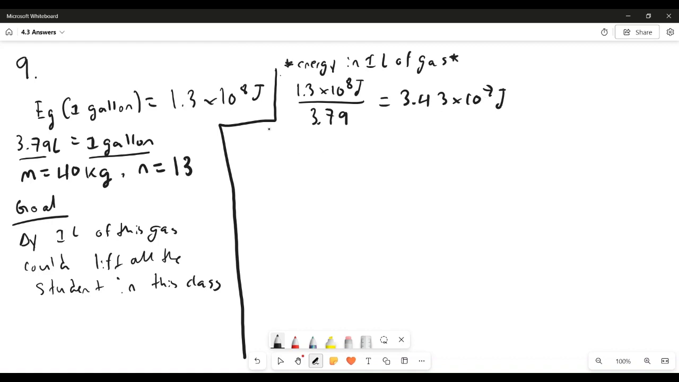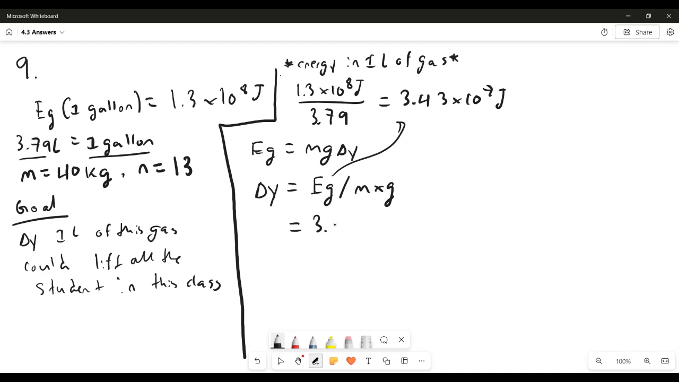Now, simply, all we have to do is figure out the height. So we have this equation right here. And actually, what I'm going to do is rearrange it so we can find height a bit easier. So we have the height is equal to the gravitational potential energy divided by mass times gravity. And so we know the gravitational potential energy is 3.43 times 10 to the power 7 divided by the mass.